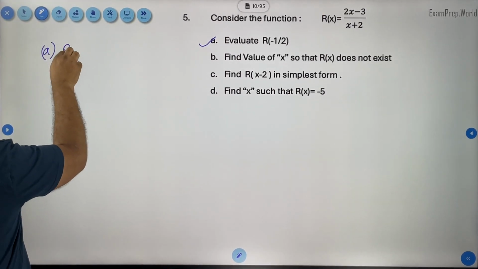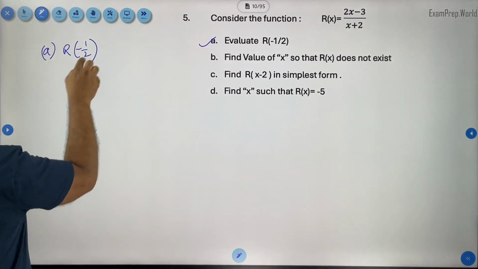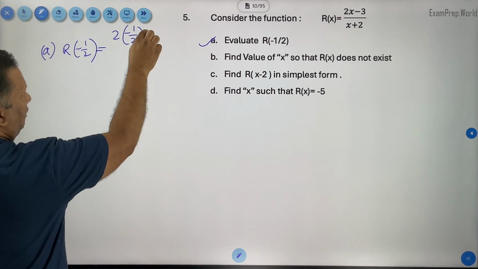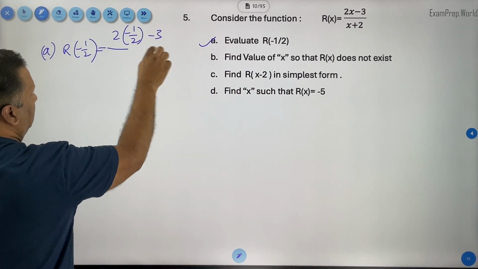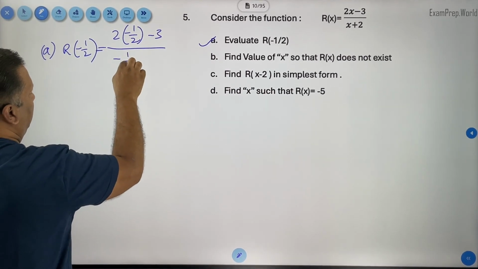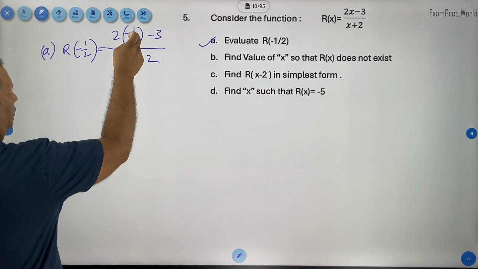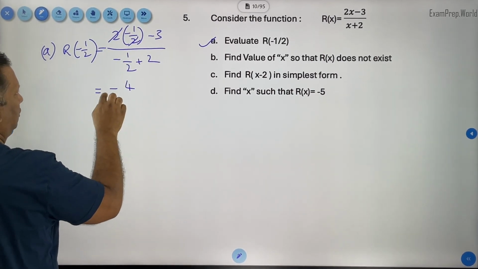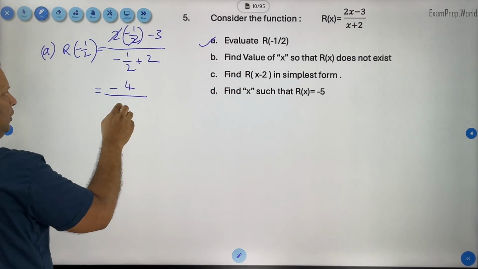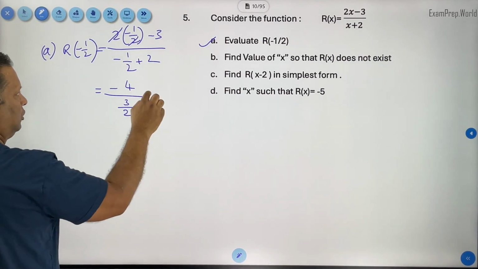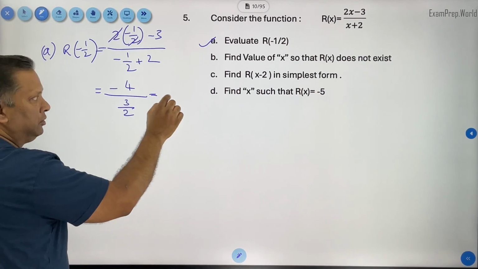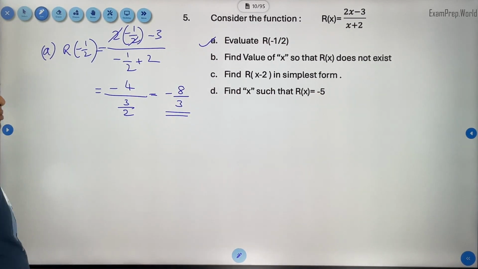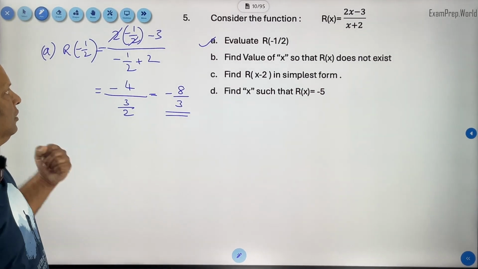So we have to find R of negative half. So I'll input negative half. 2 times negative half minus 3, divided by negative half plus 2. Now this 2 and 2 cancels, negative 1 and negative 3 becomes negative 4, and 2 minus half is 1 and half, which is 3 over 2. Now 2 goes and multiplies here, so it becomes negative 8 by 3. That's your answer. Basic algebra, nothing else.